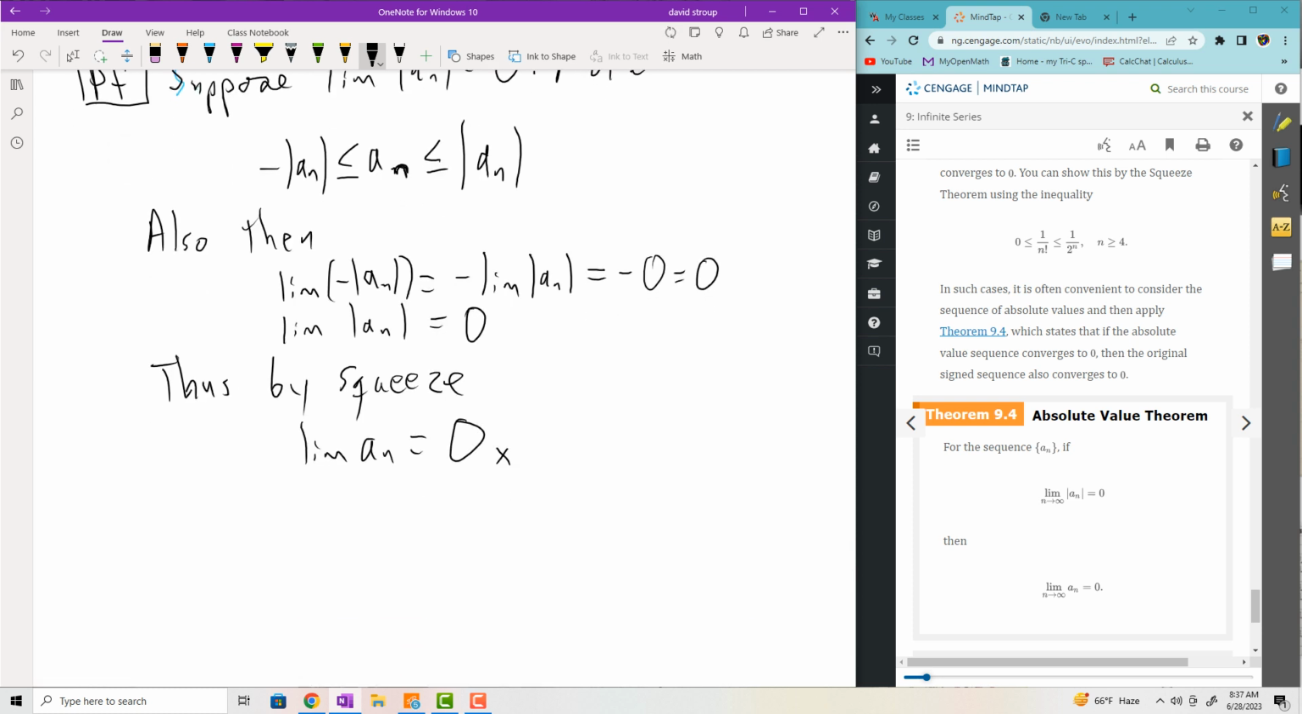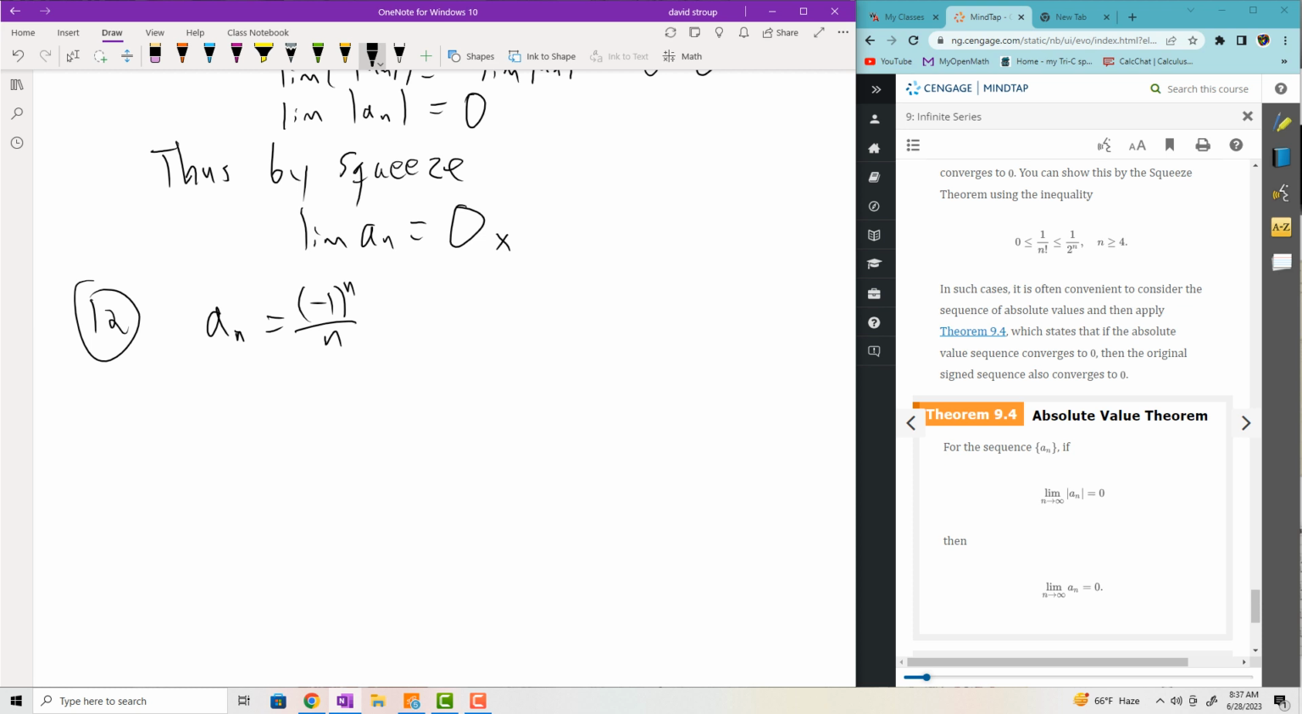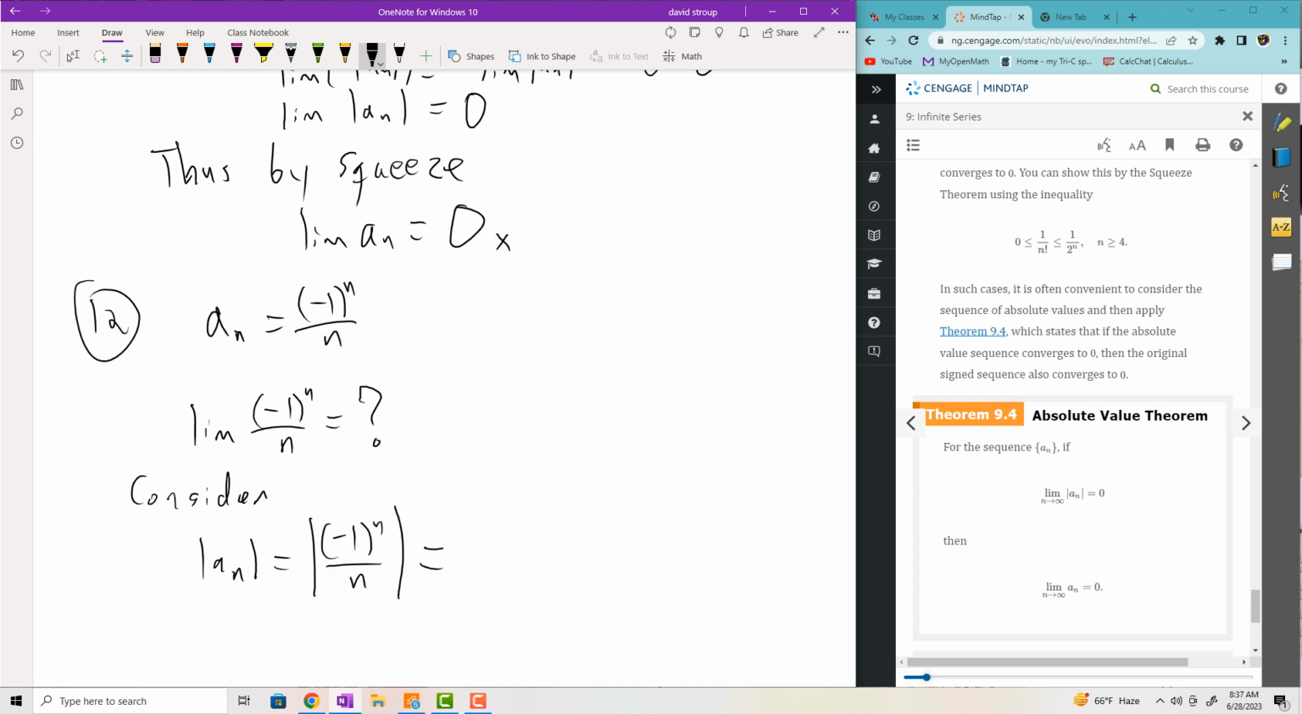Let's say number 12 in the book. I think it was number 12. So a sub n equals (-1) to the n all over n. So you may not know how to take the limit of something like that, right? Because you can take the limit of 1 over n, but that -1, it's kind of, I don't know. So you consider then the absolute value of that expression. So the absolute value of a sub n is the absolute value of (-1) to the n all over n. And so how does the absolute value affect that expression? Well, it just turns it into 1 over n.